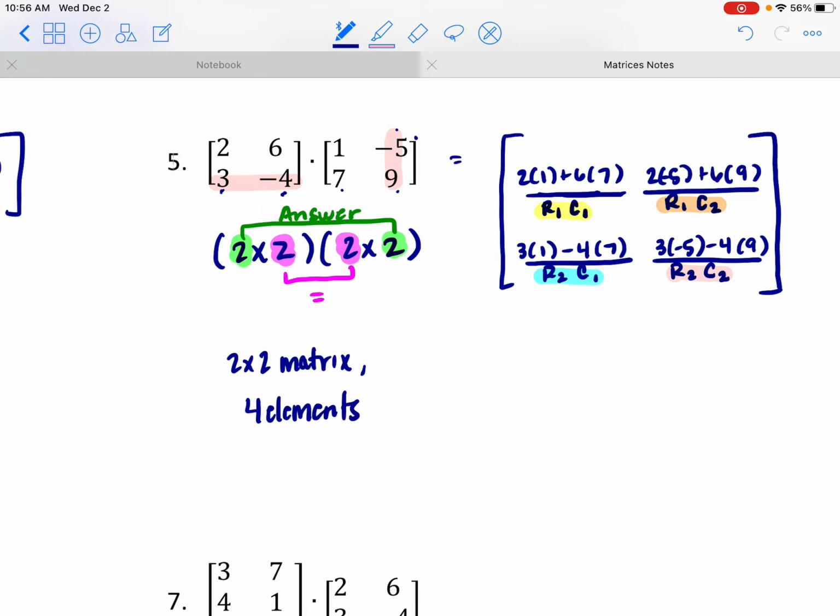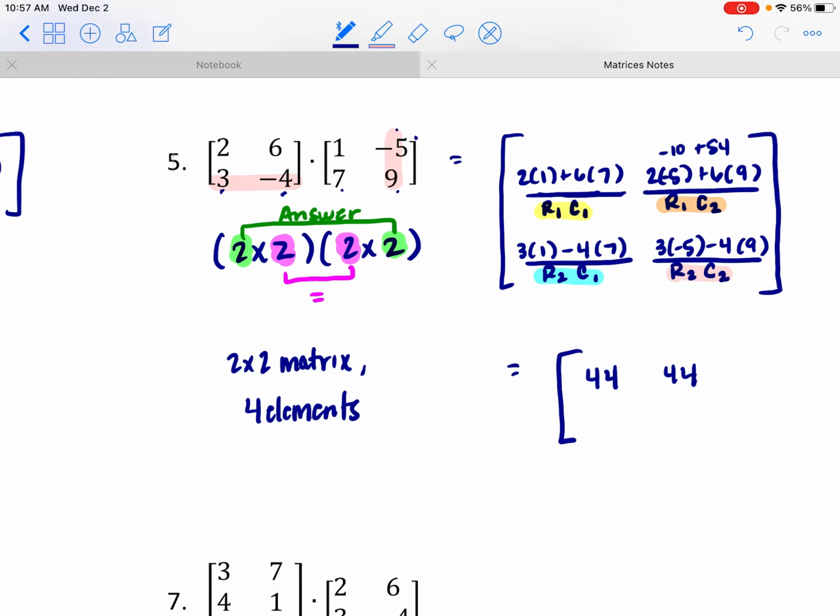And there it is. Okay, that was the hard part. Now the easy part is just multiplying and adding to figure out this simplified matrix. So here, 2 times 1 is 2, and 6 times 7 is 42, so 2 plus 42 is going to give me 44 here. And then I'm going to go to row 1, column 2, where I have a negative 10 and a positive 54. So that's going to leave me 44 again.